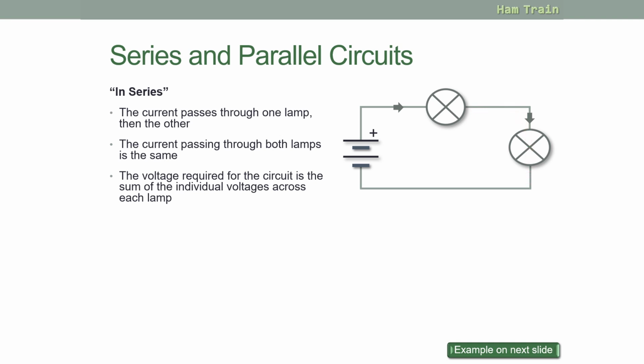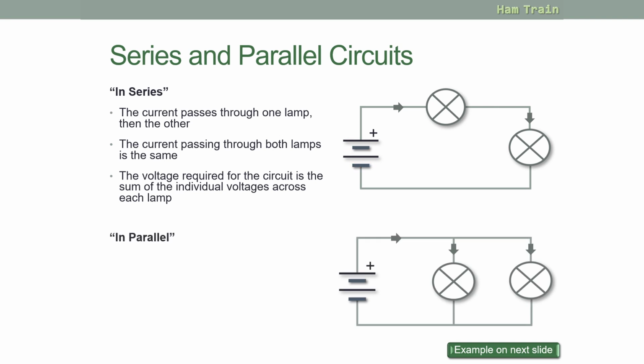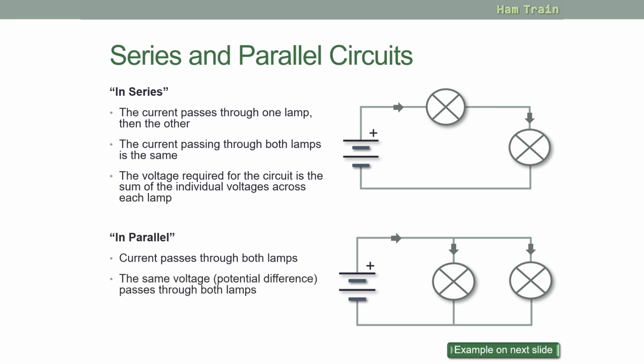Again, examples to follow. The alternative to an in-series circuit is what's called in parallel. What you can see here is the current leaves the battery and it now has 2 paths back to the battery, either through the first lamp or through the second lamp. 2 paths, and these 2 are in parallel. Here, the same voltage would be measured across both lamps. So the voltage measured across there is the same as the voltage measured across there.